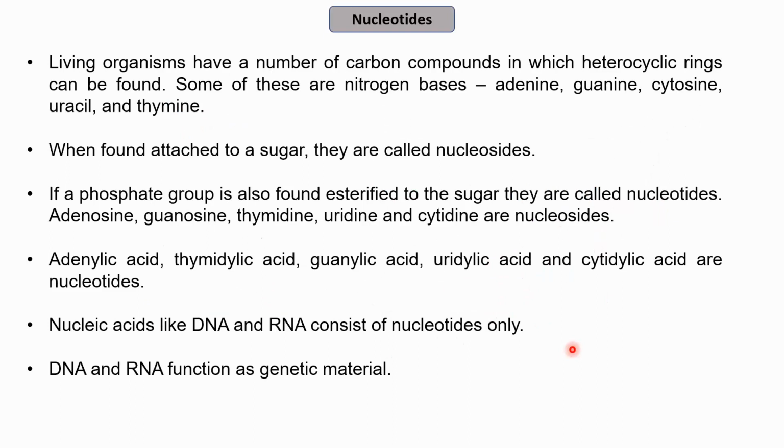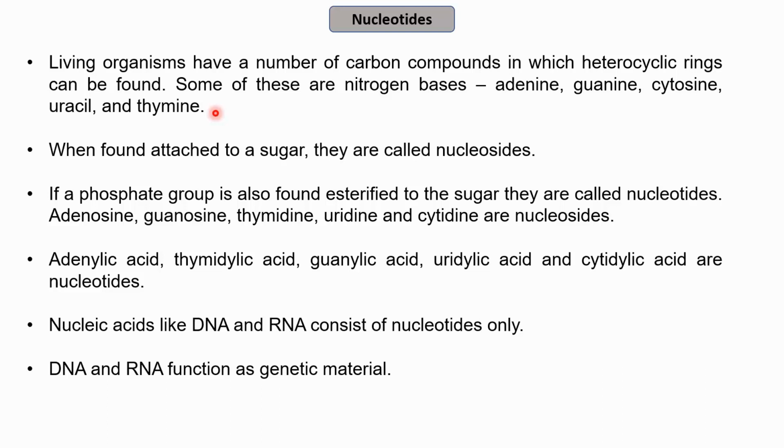The next is the nucleotide. Living organisms have a number of carbon compounds in which heterocyclic rings can be found. Some of these are nitrogen bases, for example adenine, guanine, cytosine, uracil, and thymine. These are the nitrogen bases that are present in the nucleotides.